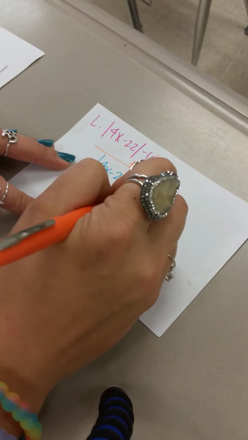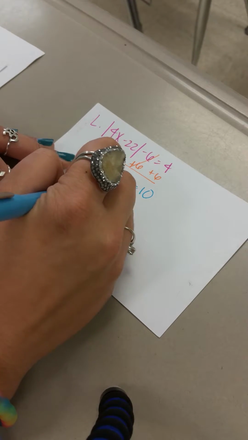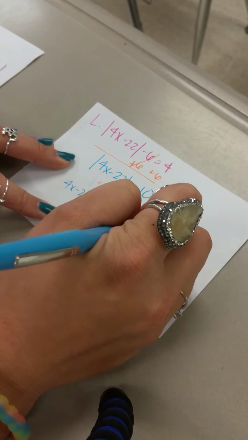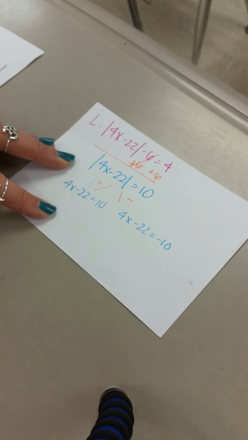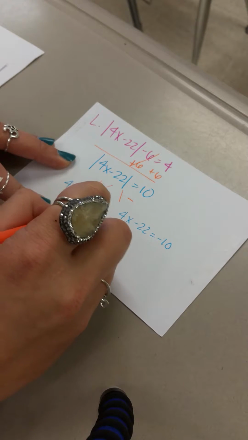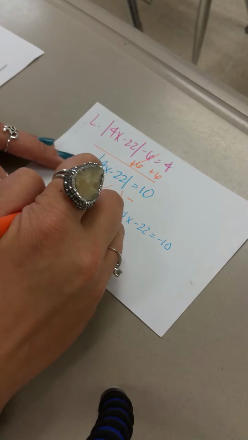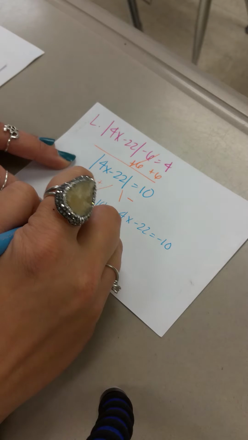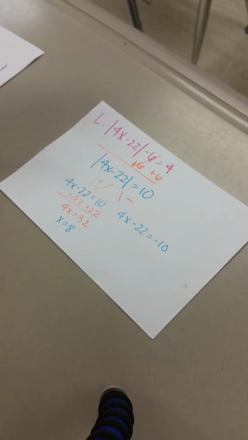Now we're going to break it down because it is alone into 4x minus 22 equals +10, and 4x minus 22 equals -10. We would add 22 to both sides here, and we get 4x equals 32. We would divide by 4, and x would equal 8. Now, we don't have 8 on our number line, so we don't worry about that one.